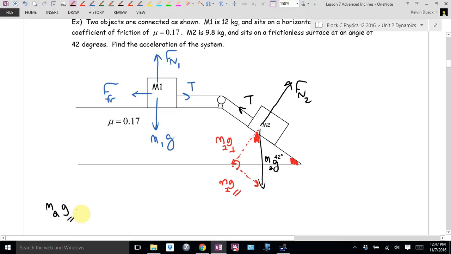M2G parallel. There's going to be a minus tension, there's going to be a plus tension, and I guess there's going to be a minus friction. And that's going to equal M1 plus M2 times A. You know what, Kareem, look up. I'm going to call it friction force 1 to go with mass 1, just so I'm organized.